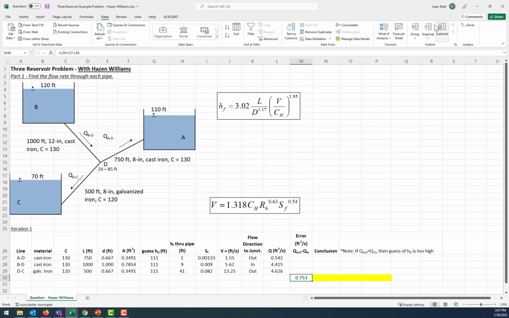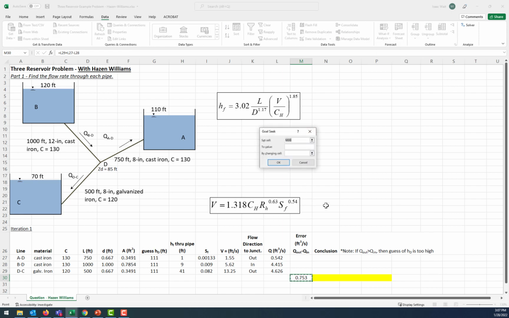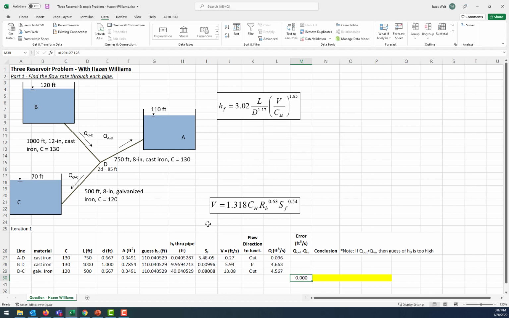So I'll do Data, What-If Analysis, Goal Seek, and my goal is for this cell to be equal to 0 by changing the guess of the head. And then I'll say okay, let it do the calculations, and in the end it is converging on a guess head at D of 110.04 feet. So that would be the head at D that will give us flow in equal to flow out. And then I could go forward with the same process of calculating the pressure at junction D as was illustrated in the Darcy-Weisbach version of this example.